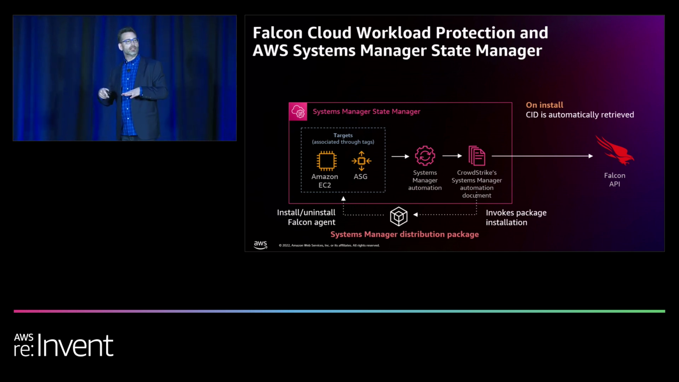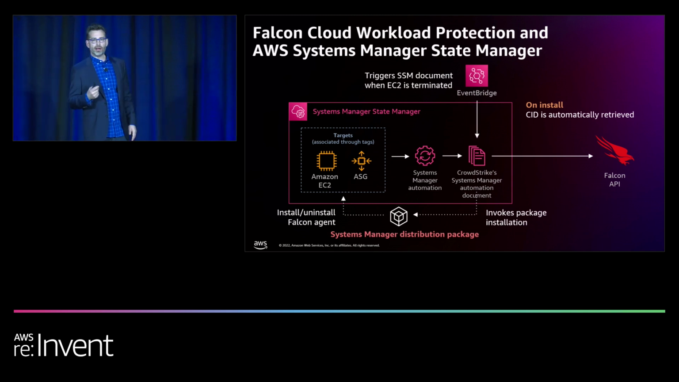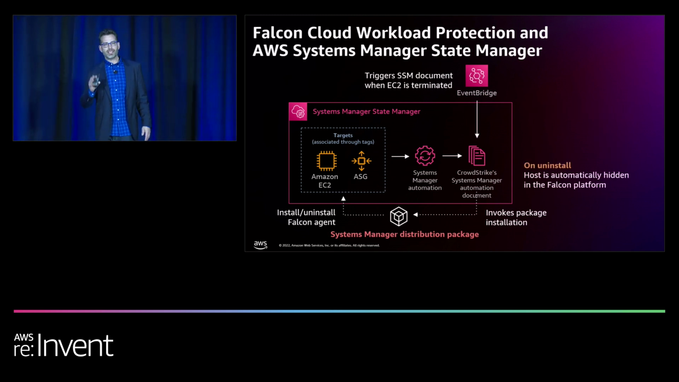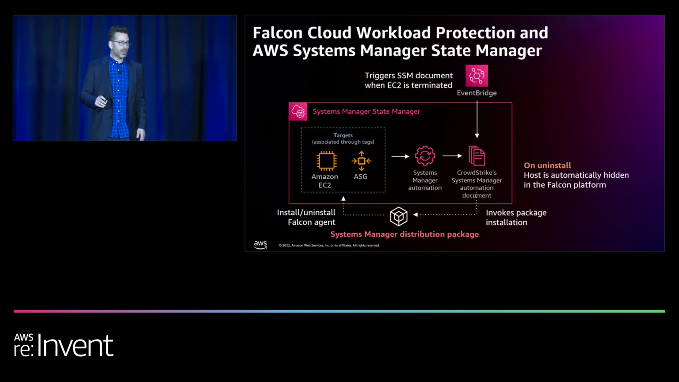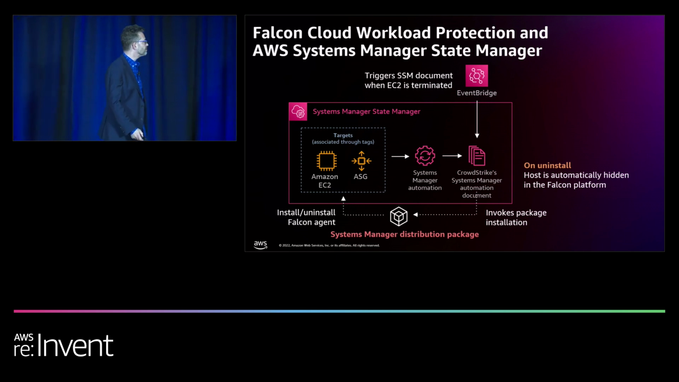Now, if you scale down or remove an instance, that triggers another event. And this time, the instance itself is now marked as inactive. It's hidden as an active instance in your platform. But all the historical data is kept for correlation or historical investigations and forensics.